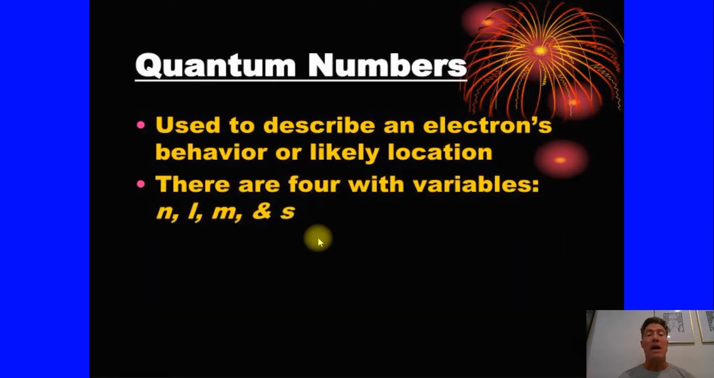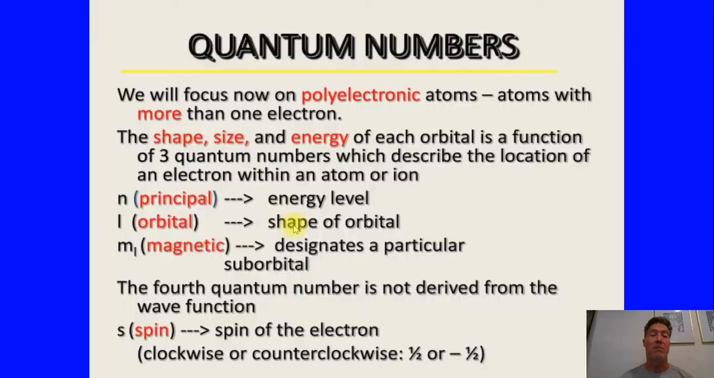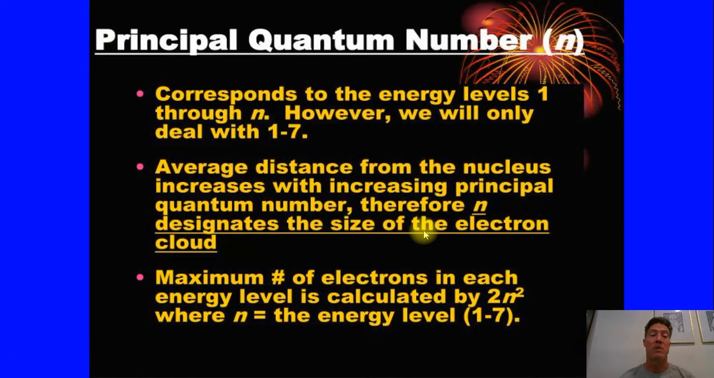So we describe an electron's behavior or likely location with 4 different variables. The first one describes its energy level. The second one describes the shape of the orbital. The third one describes a particular suborbital, and the fourth one describes its spin, the spin of the electron. We'll go through these rather quickly. It's just important to know that they exist. There are 4 principal quantum numbers.